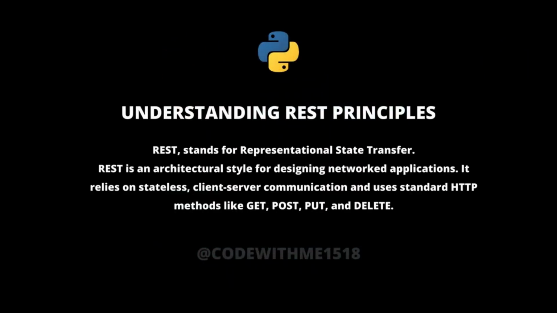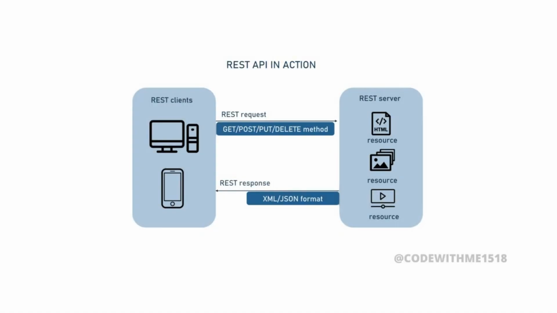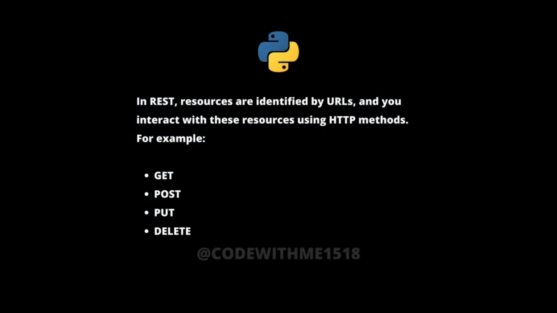Let's start by understanding the principles of REST, which stands for Representational State Transfer. REST is an architectural style for designing networked applications. It relies on stateless, client-server communication and uses standard HTTP methods like GET, POST, PUT, and DELETE. In REST, resources are identified by URLs, and you interact with these resources using HTTP methods. For example, GET retrieves data from the server, POST sends data to the server, PUT updates data on the server, DELETE removes data from the server.